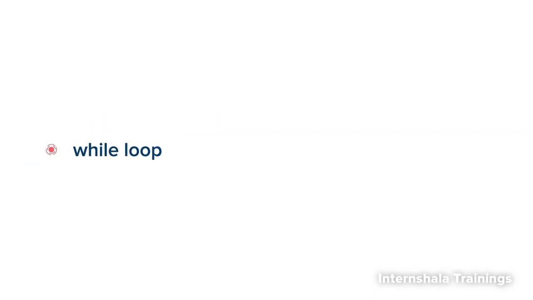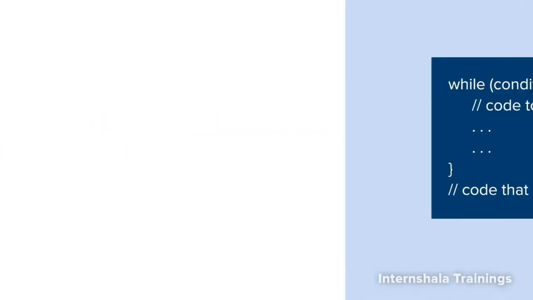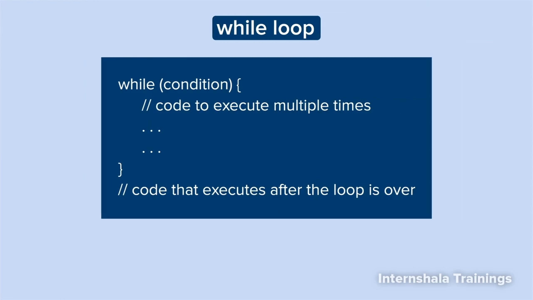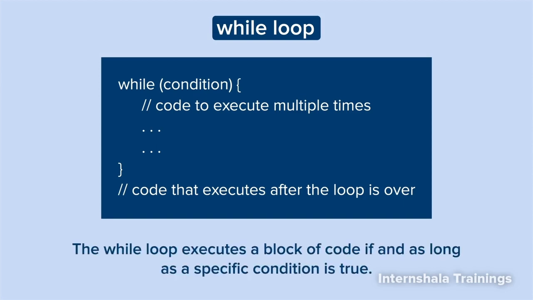Let's begin with the while loop and understand the logic behind its working. Look at this code with the while loop. Along with the while loop, we have this condition which is mostly a Boolean expression. If the condition is true, the block of code within the curly braces gets executed. Once this code block is executed, the condition is evaluated again. And if the condition is again true, the block of code is executed again. This continues like a loop until the condition evaluates to false, after which the code after the while block gets executed. So, a while loop executes a block of code if and as long as a specific condition is true.